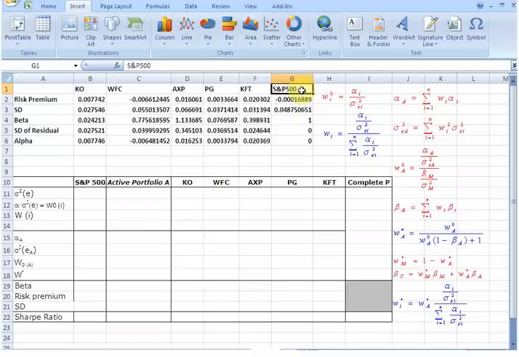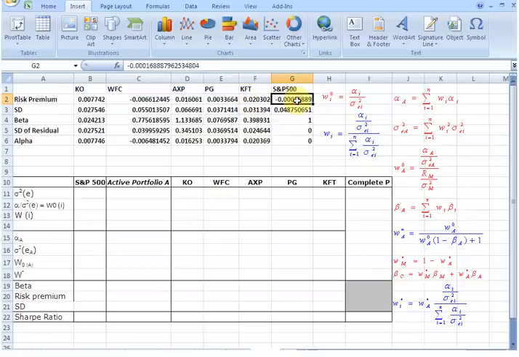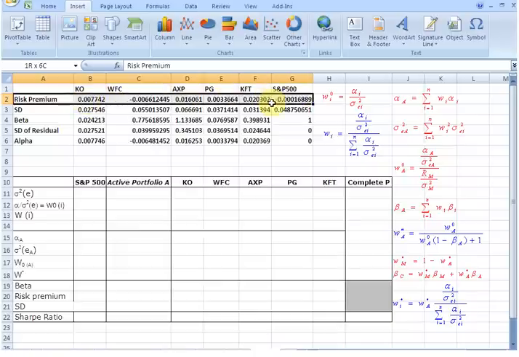In order to compute the risk premium or the excess return, which you see here in this row, for all the 5 stocks that comprise the active portfolio, and also for the S&P 500 index, which is our passive portfolio, we have to use an estimate of the risk-free rate. I have used 1-month T-bill rates during this time period, which has been subtracted from the raw returns for these securities here, and also the raw returns for the index portfolio here. The results are provided in this row.